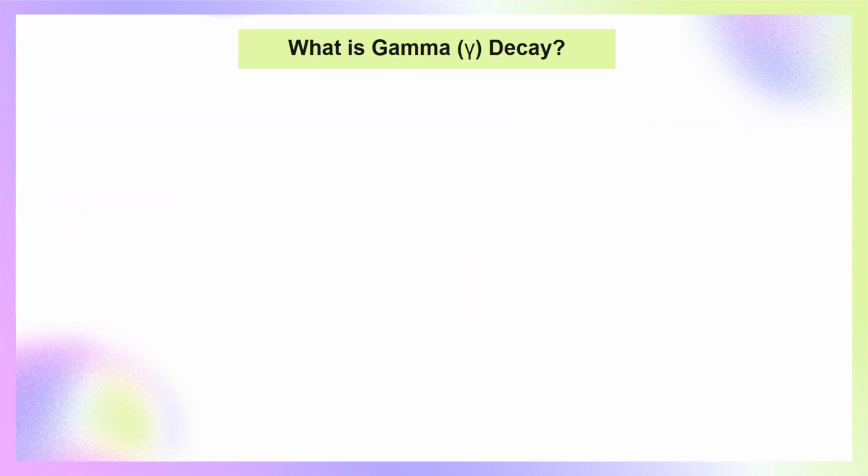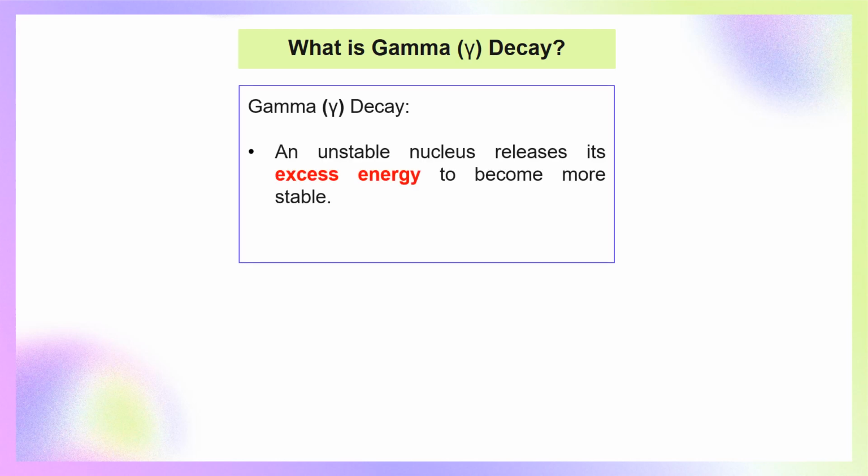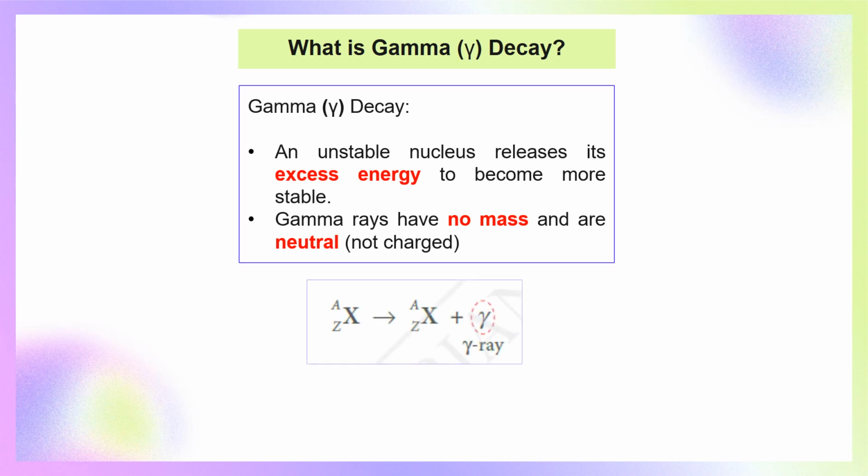Now, let's look at what gamma decay is. Gamma decay is when an unstable nucleus releases its excess energy to become more stable. Gamma rays have no mass and are neutral. This is the general equation for gamma decay. If we look here, the nucleon number A and the proton number Z do not change. For gamma decay, they just release a large amount of energy.